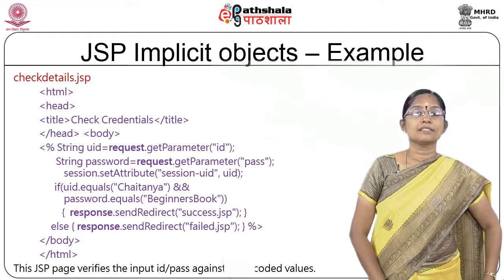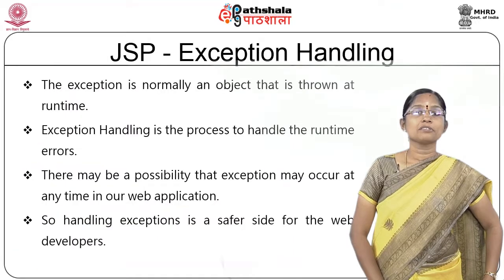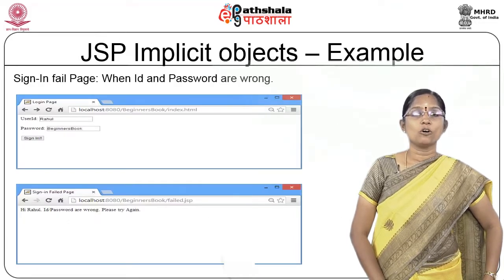Okay, so these are the outputs of these implicit objects. Now, we have seen a program which makes use of the implicit objects request, response, session and out, where out is used to display the content back to the client. So, this is about JSP implicit objects.